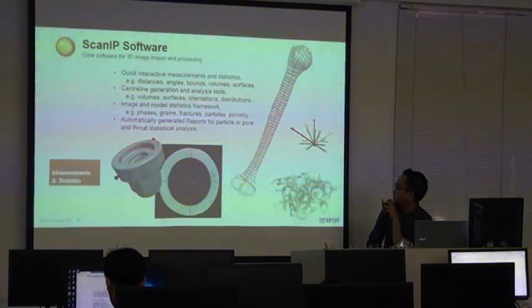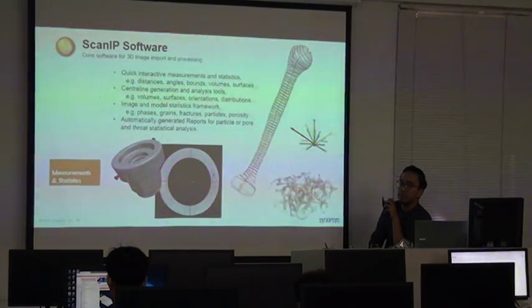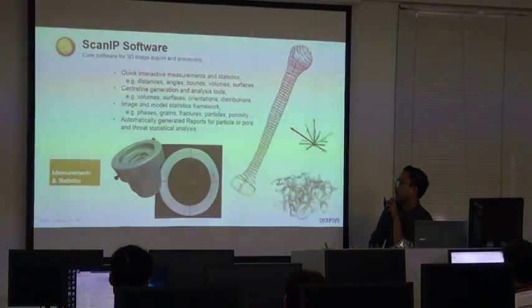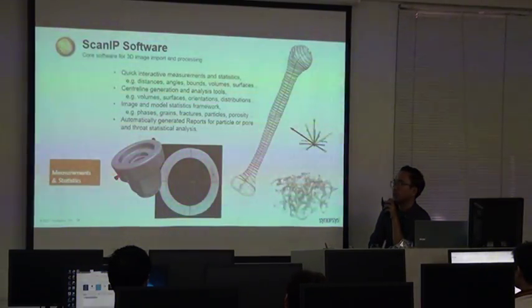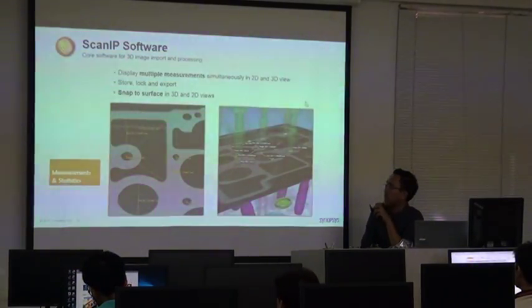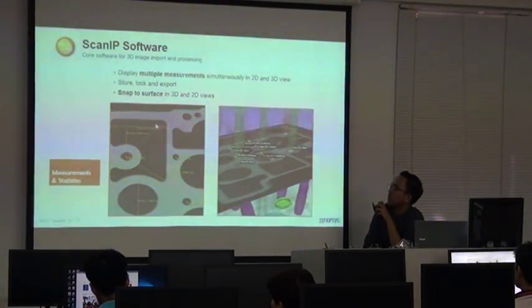So this is an example of the center line. We can generate the center lines and we can identify the shortest distance in a porous material, as an example. Let's say this is an air path in the porous material. So we create the center lines and then we can identify the shortest distance in the porous material. Okay, so there are so many measurements that can be done. As I said just now, it can be done in 2D and also in 3D.